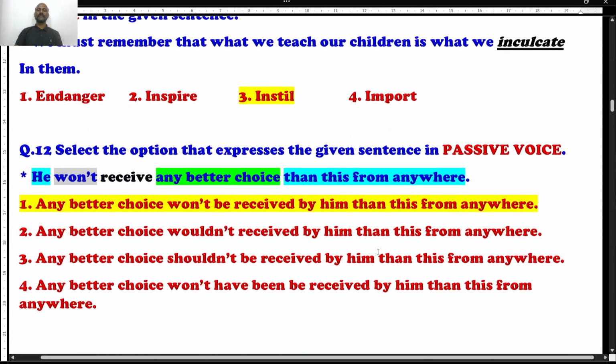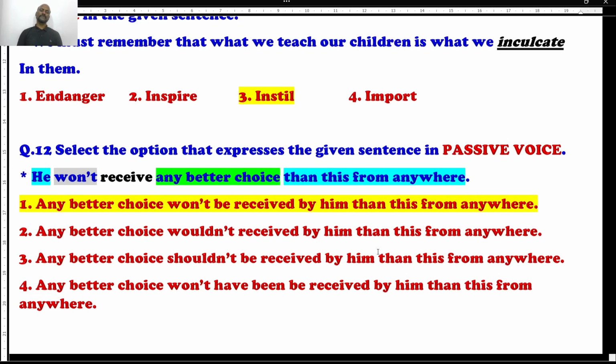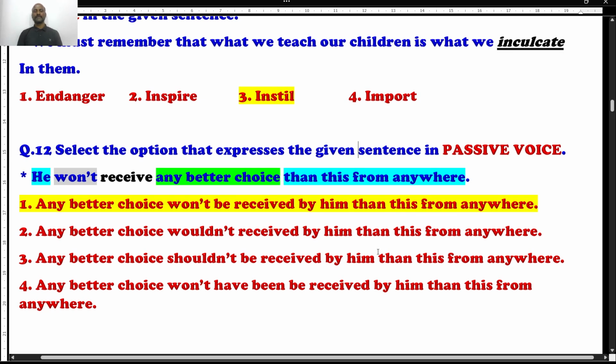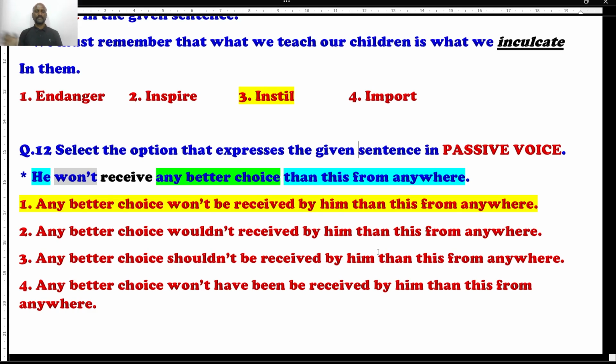Question number 12, again, active and passive based sentence. This time the sentence is a bit tricky, because in a sentence we cannot always find the subject in the beginning. Some parts might be in between or at the last. The object is at the end of the sentence. Obviously, helping verbs you will find in between the sentence.